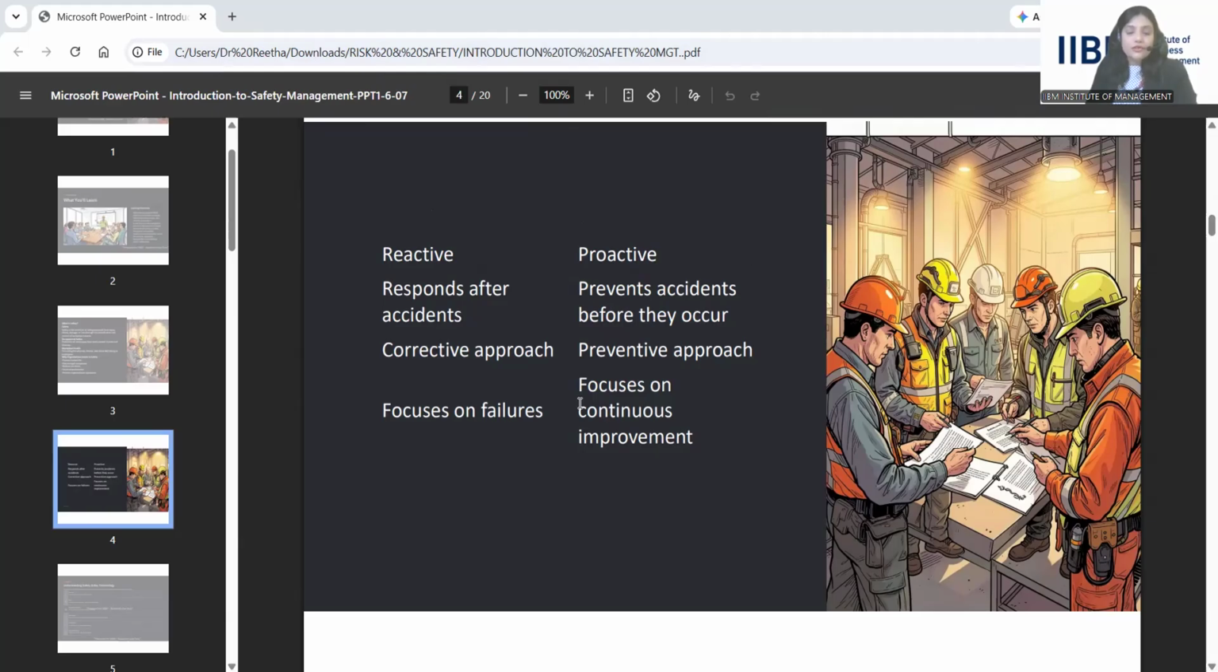Now, what is the primary tool for a reactive approach? The primary tool is incident investigation, and most of the time you would have seen organizations conducting root cause analysis to find out what exactly went wrong, what caused this accident, what caused this harm, what caused this failure of a machine. In a similar manner, for proactive, it is risk assessment and safety audits. Almost all factories, almost all organizations, from a safety and risk point of view, conduct risk assessments and safety audits to ensure that we are proactively prepared to prevent all this.